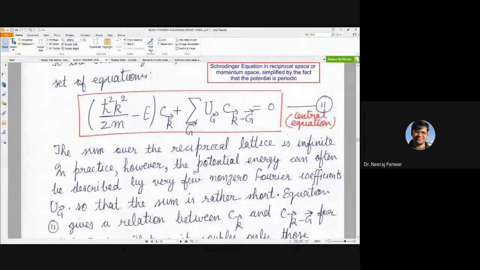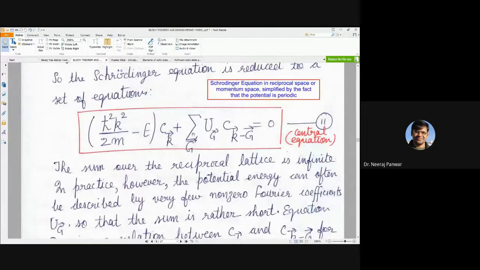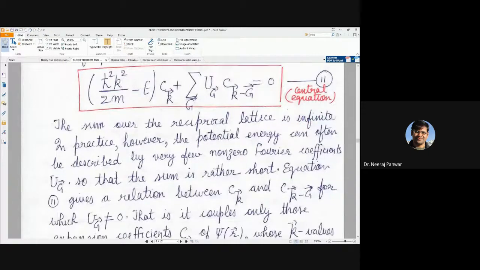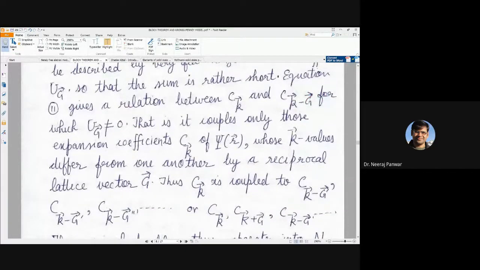But now try to understand, here we have coefficient c_k, and in the potential energy term we have coefficient c_(k minus g), and the solution of this equation comes from this fact. Therefore, only those c_k coefficients are important which are coupled to another c_k coefficient whose k value is shifted by a reciprocal lattice vector g. Therefore, c_k can couple with c_(k plus g), c_(k minus g). Other values would be zero.